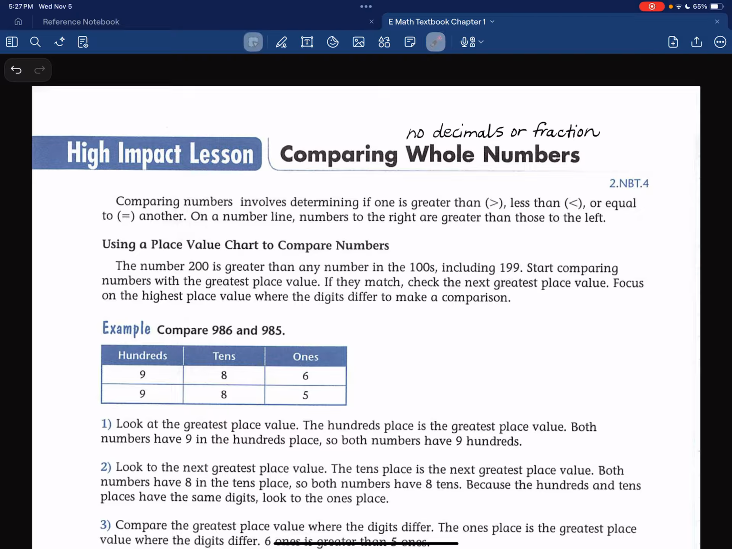And another way to say this is to move, meaning allow your eyes to move left to right. So the way you read, your eyes will move left to right when you are comparing numbers.